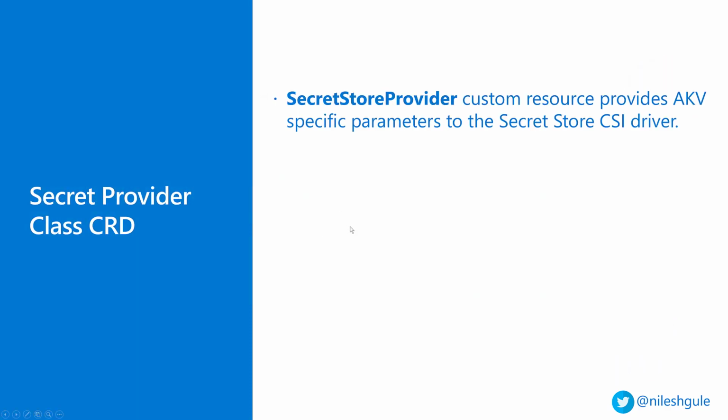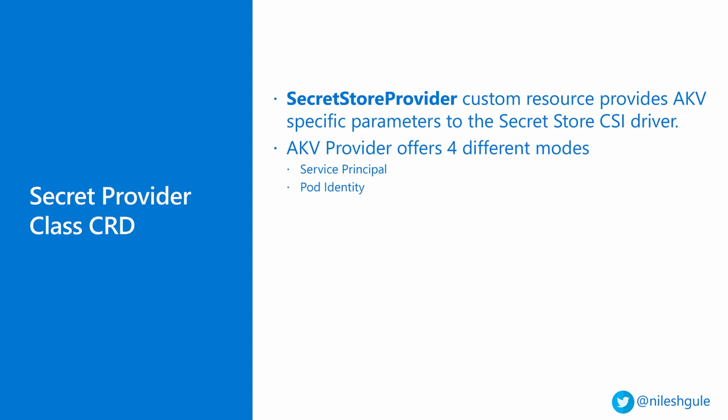Once I have deployed the CSI driver, I create a secret provider class. And this is a custom resource definition, which is using Kubernetes or Azure Key Vault specific parameters to store secrets in the CSI driver. In case of Azure Key Vault, there are 4 different modes which can be used to connect to the Key Vault. First one is based on the service principal.